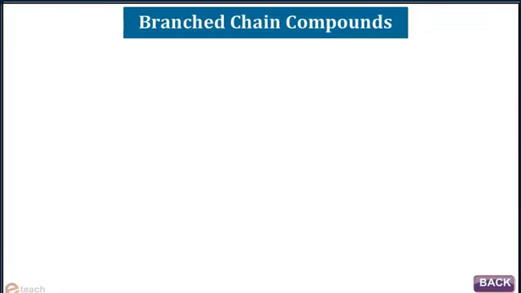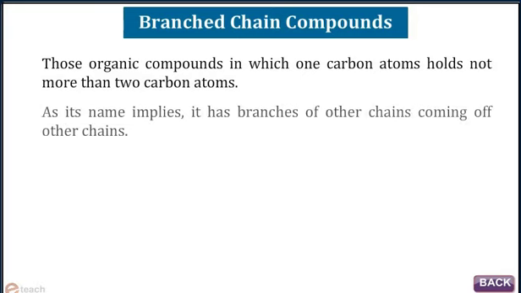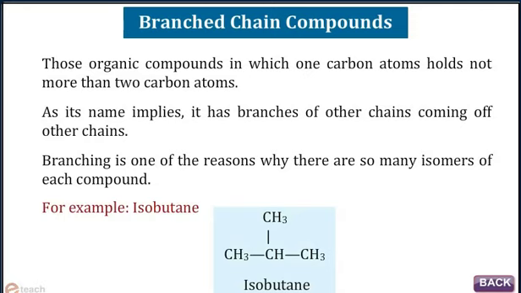Branched chain compounds. Those organic compounds in which one carbon atom holds more than two carbon atoms. As its name implies, it has branches of other chains coming off other chains. Branching is one of the reasons why there are so many isomers of each compound. For example, isobutane.